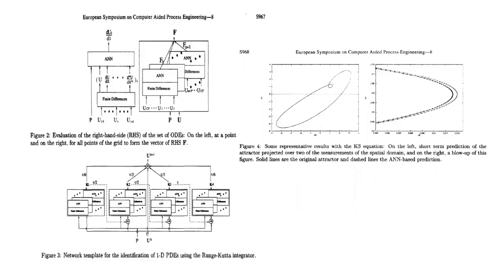And so what we did is that we combined the convolutional neural networks in space with these recurrent neural networks in time to learn the right hand side of the PDE, to approximate the right hand side of the PDE. And what you see here is a spatial-temporal limit cycle of the Kuramoto-Sivashinsky equation from the paper, and then how close the true solution and the learned right hand side dynamics are.